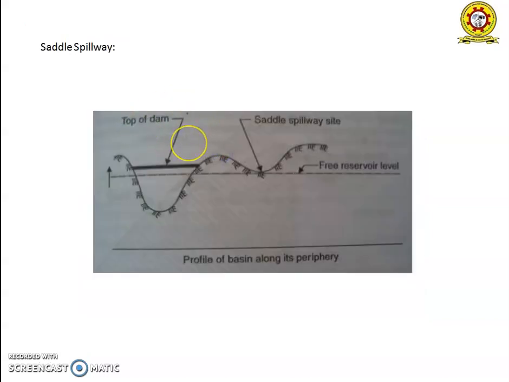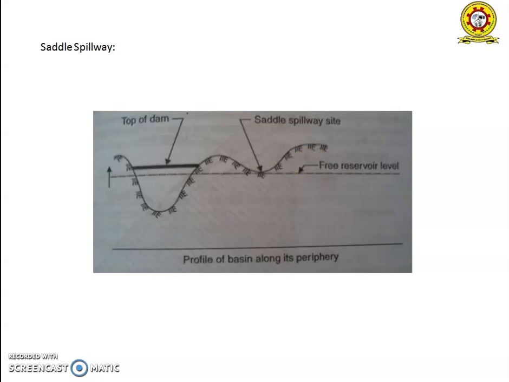And the next type of spillway is the saddle spillway. There are natural depressions, that is, depressions or saddles, on the periphery of the reservoir basin away from the dam. The depression may be used as a spillway. The bottom of the depression should be at the full reservoir level. So these are the depressions or the saddles. This is the top of the dam. So when the saddles and the top of the dam coincide, then the full reservoir level occurs.